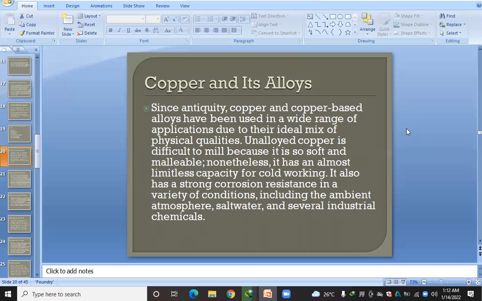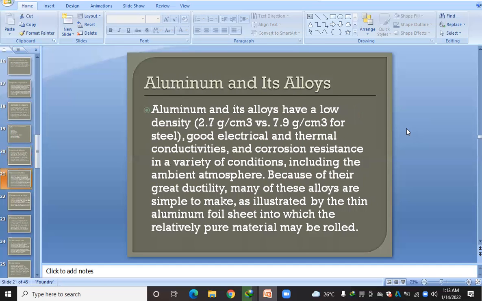It also has a strong corrosion resistance in a variety of conditions, including the ambient atmosphere, salt water, and several industrial chemicals. So makaresist na siya sa mga condition ang copper alloys. Next is ang aluminum and its alloys.